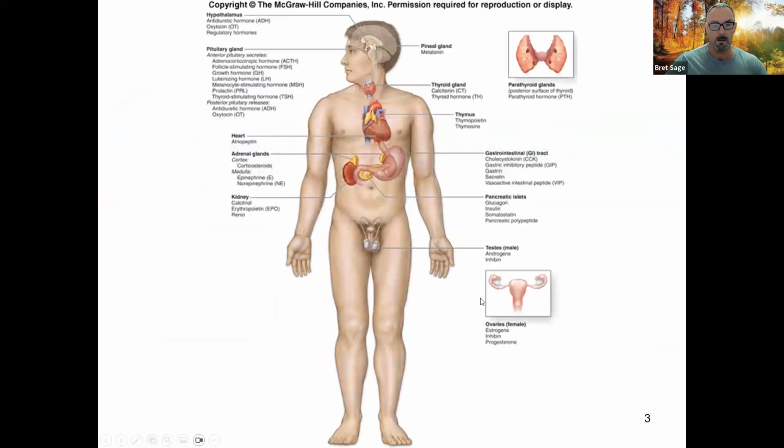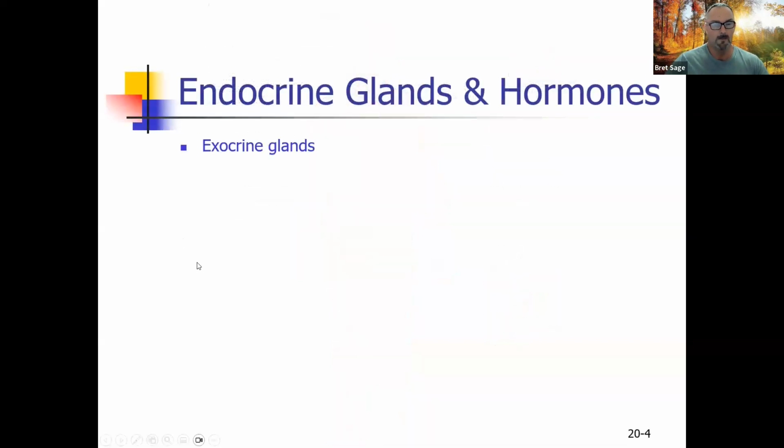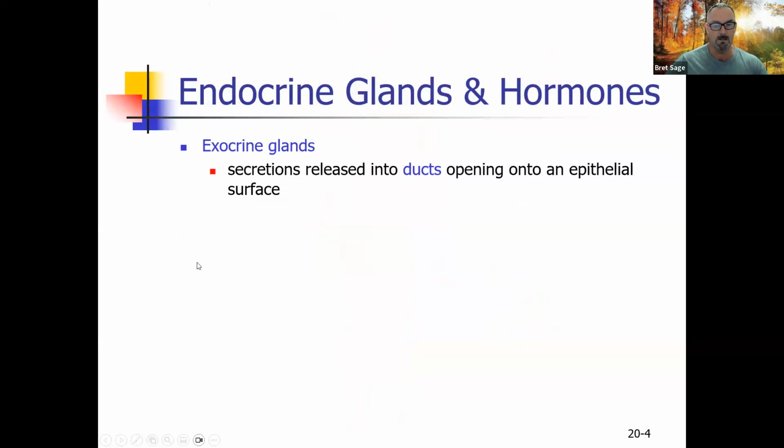Okay, this is a really great image showing you all the different organs of the endocrine system and what each produces. So take a look at this. It gives you a really nice overview of the endocrine system and the hormones produced by each of these organs. Exocrine glands release their secretions through ducts opening onto an epithelial surface. So for example, sweat is a good example of an exocrine gland.